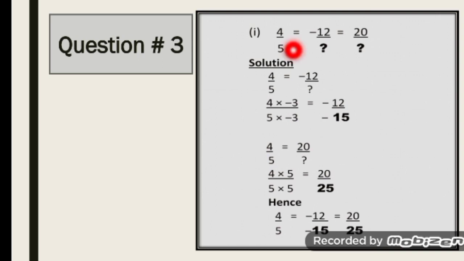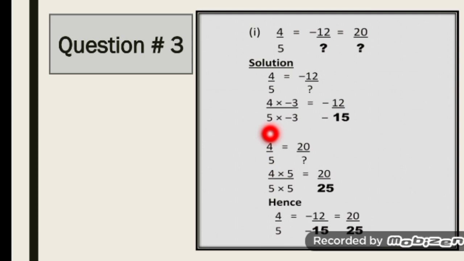In part 1, we are given 3 equivalent rational numbers. Here, the denominators of 2 rational numbers are missing. We have to find these denominators. First of all, we will write this rational number equal to the given rational number. 4 by 5 is equal to minus 12 by blank. Here we will see how we get minus 12 from 4. We get minus 12 from 4 by multiplying it with minus 3. So 4 multiplied by minus 3 will be equal to minus 12.